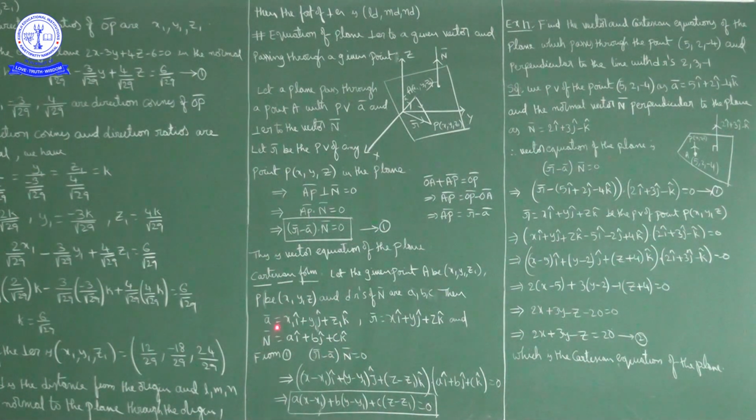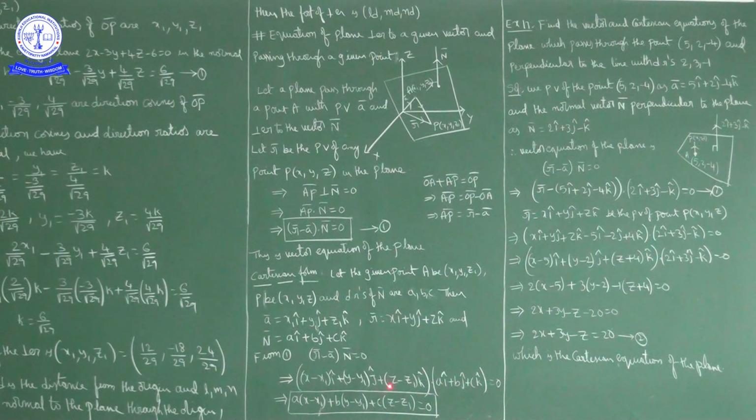Okay. Now we have A bar, R bar and N bar. Now substituting these in 1, we get (R bar minus A bar) dot N bar is equal to 0. R bar minus A bar is (x minus x1) i cap plus (y minus y1) j cap plus (z minus z1) k cap, dot product with N bar, which is A i cap plus B j cap plus C k cap, is equal to 0.